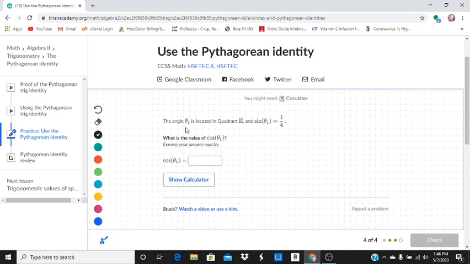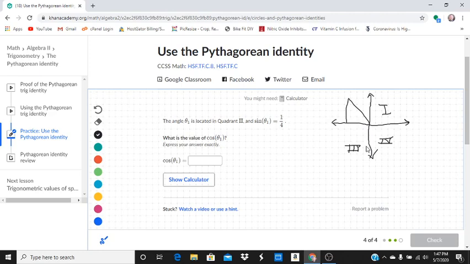Okay, the angle theta sub 1 is located in quadrant 2, and sine theta is 1/4. Okay, so let's draw out the quadrants again. Okay, so here's quadrant 1, 2, 3, and 4. And I'm just going to move the 2 here because we're going to be drawing a triangle. So we'll draw our triangle.